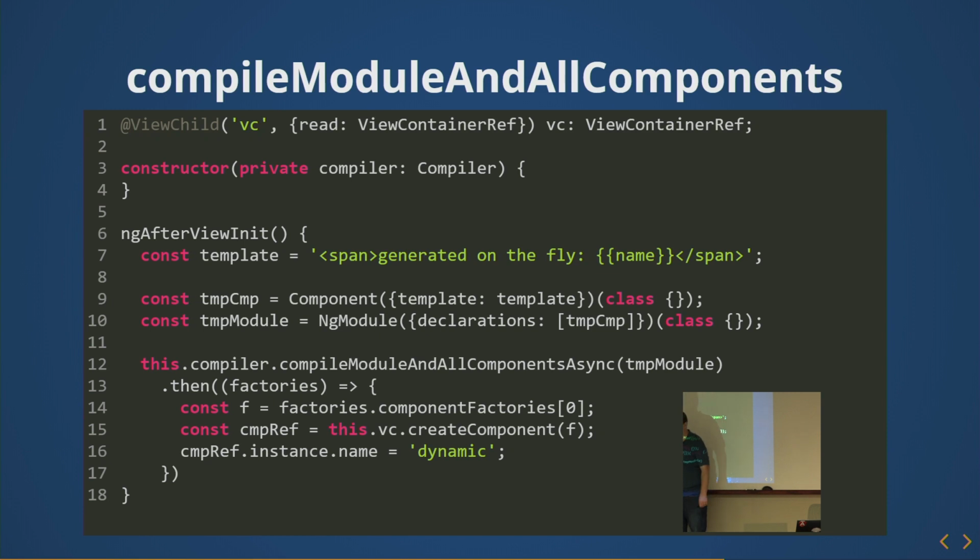This compiler, and there be dragons. I'll talk a little bit about them briefly. But we can actually use the Angular compiler to compile module and all components async. And so I actually dropped the async here. So there's the full thing. And what that will do is that will take a definition of a module, and it will turn that into an actual module factory, which is a promise because it's an async process. It then gives you those factories, and then you're able to reference them to call createComponent.